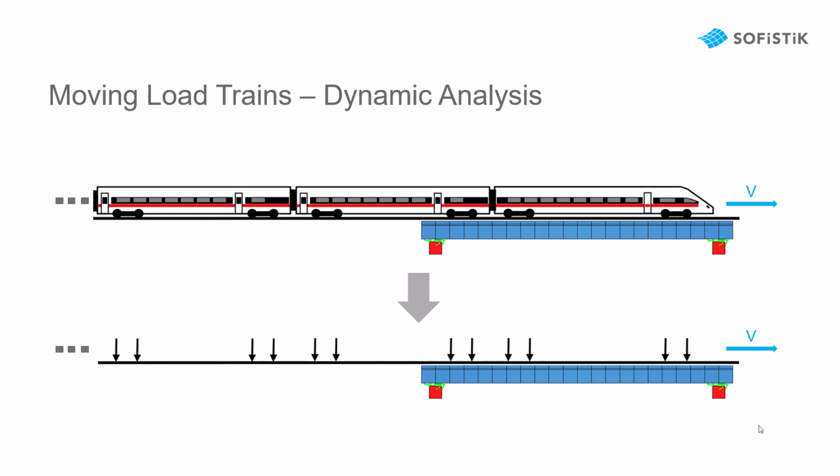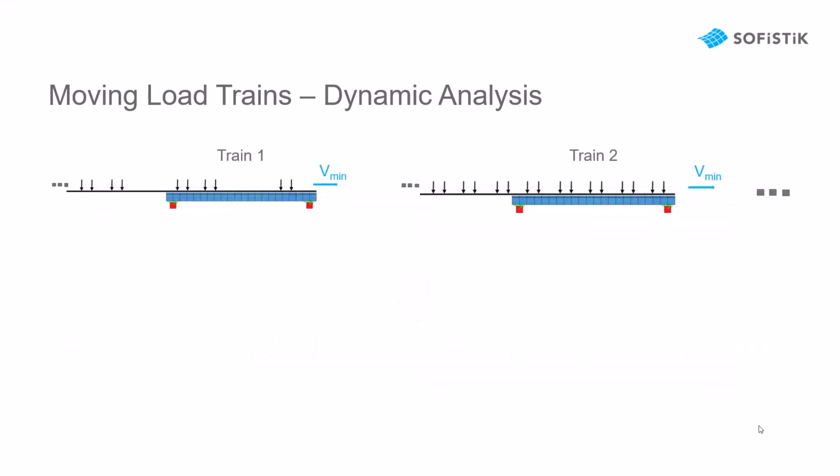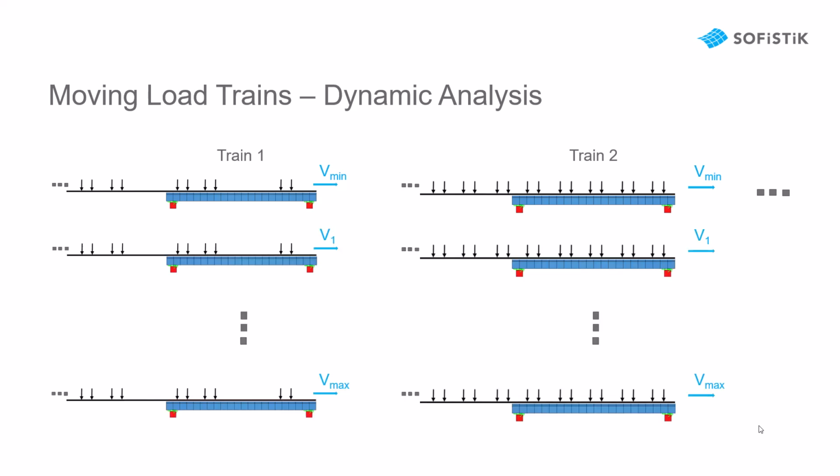The occurrence of resonance phenomena depends on the dynamic characteristics of the structure, so the dynamic eigenmodes and frequencies, the distances of the axle loads, so the train type, and the speed of the train passing over the bridge. To cover the relevant cases, it is therefore required to investigate several train types, and to investigate for each train several passages with different speeds within a certain range.